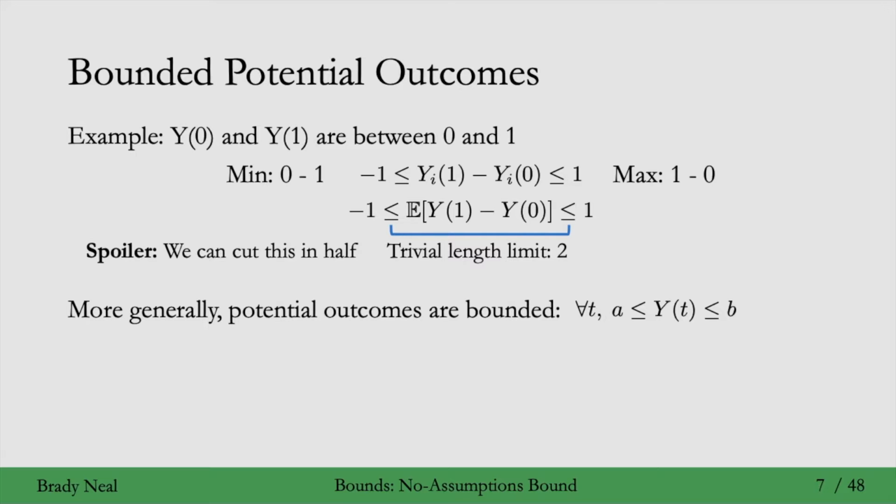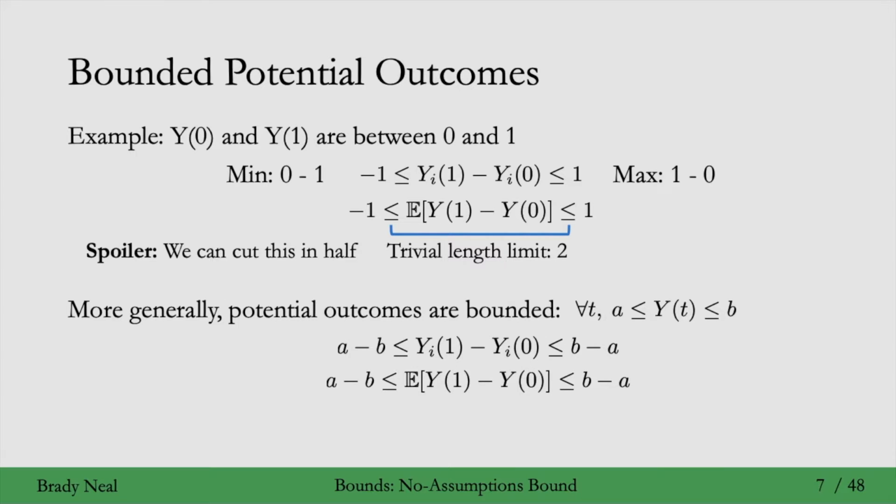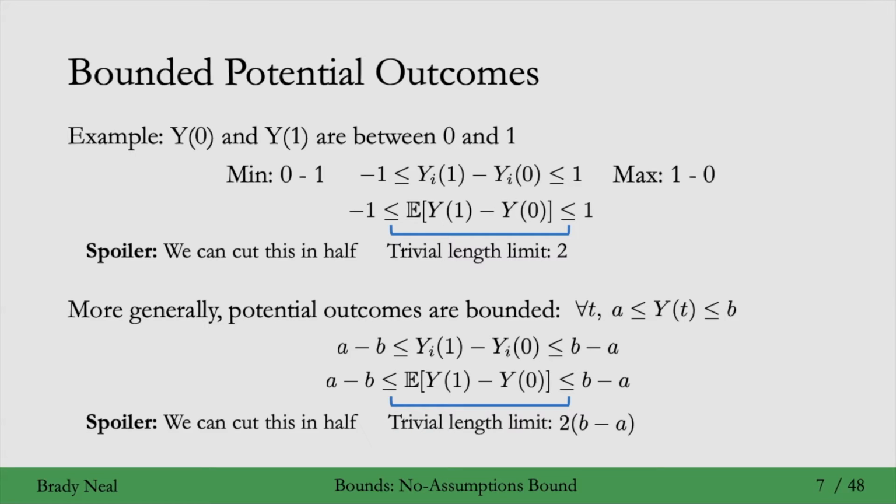Then, just as in the more specific example above, this means that the individual treatment effects must be bounded between A minus B and B minus A, and the same for the average treatment effect. This gives us a trivial interval length limit of 2 times B minus A, from just subtracting the lower bound A minus B from the upper bound B minus A. And with the no assumptions bound, we'll be showing that we can cut this trivial length limit of 2 times B minus A in half. We'll get just B minus A as our interval length for the no assumptions bound.